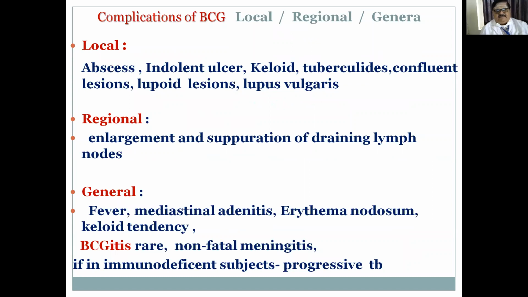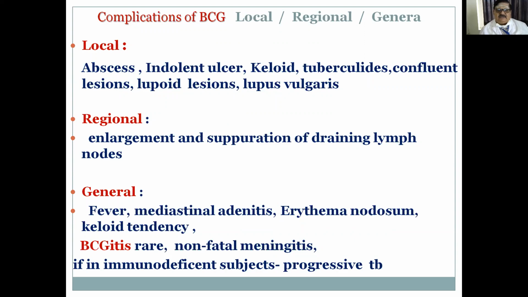Complications of BCG: local, regional, and general. Local, it can form abscess, indolent ulcer, keloid. Remember, in surgery they will tell you the sites that are preferable for keloid. Shoulder is one of the sites. So, formation of tuberculide, confluent lesions, lupoid lesions, lupus vulgaris. These are all problems with the BCG vaccination in the local category.